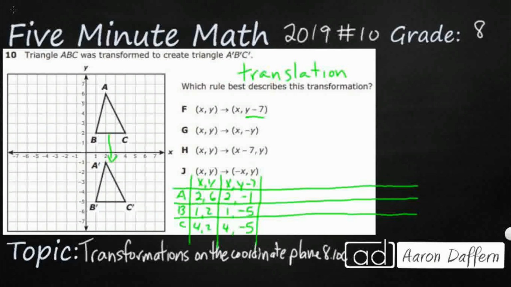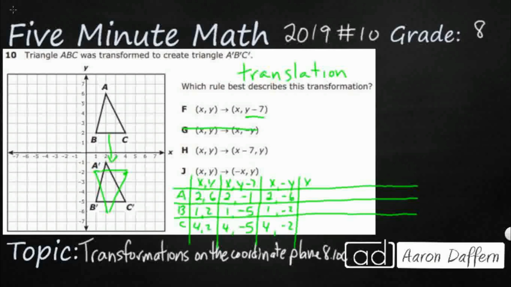All right. Well, let's just verify to make sure these other ones don't work. So I'm going to get X, negative Y for this G option here. So keep my X's the same. I'm just going to take my Y and invert it. So it's going to be negative 6, negative 2, negative 2. So 2, negative 6 is going to be right there. That's already off. 1, negative 2, 4, negative 2. Oh, look what that did. That just reflected it. We just flipped it rather than sliding it. So we don't need that one.